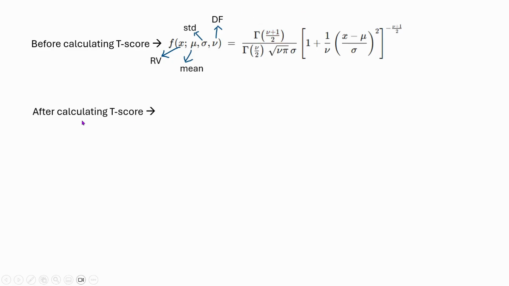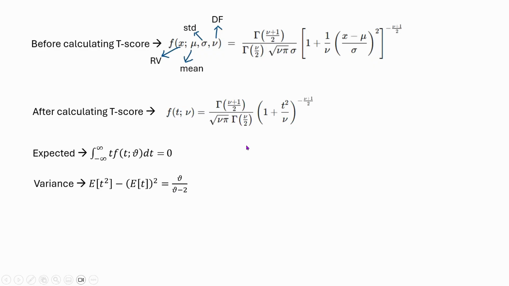So if you calculate the t-score and then modify this particular PDF, it will look something like this. It is, I think, now much more simplified. And you can get the expected value and variance of this particular PDF. For getting the expected value, you just integrate it from minus infinity to infinity. This is something we have seen many times before in this series. If you do the integration, you are going to get 0. That means the mean is 0, basically.